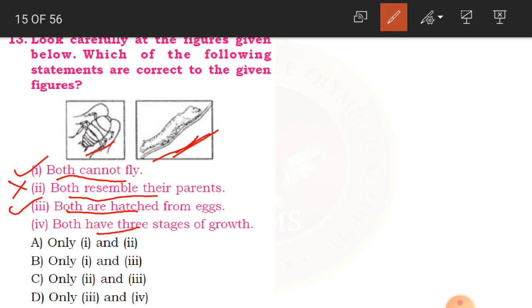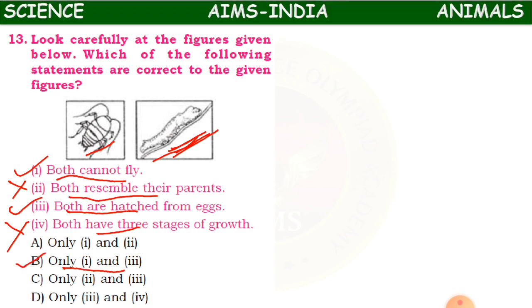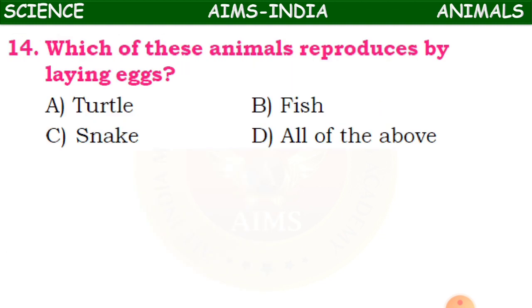Okay, and this larva, or we can also call it a caterpillar, is the butterfly's young one. So that is why this statement is also wrong. Now which are the correct statements, children? So 1 and 3, only 1 and 3. So B option is the correct one. See here, B option is the correct statement. Clear, children? Okay, now we'll go with the 14th question.